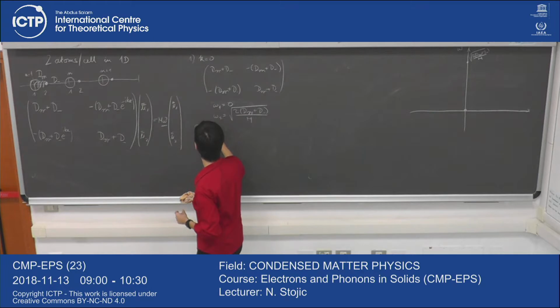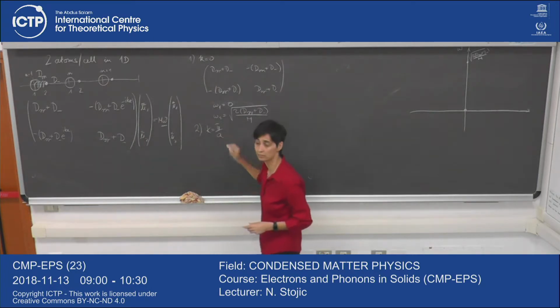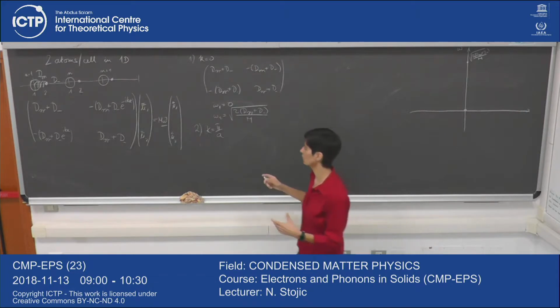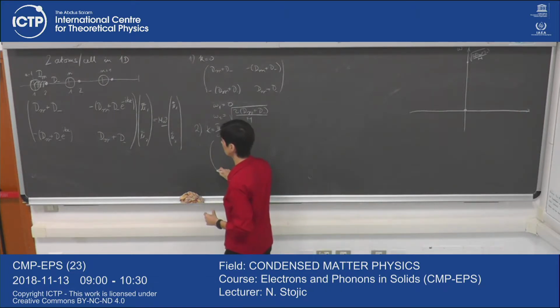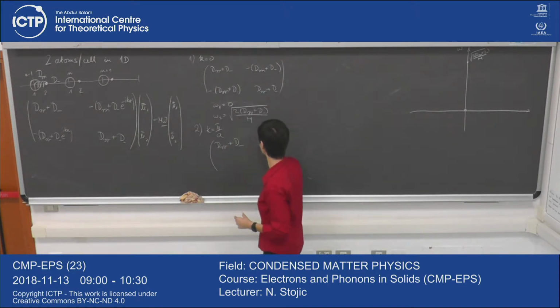Second case, zone boundary. That's also an easy case. Minus is strong.